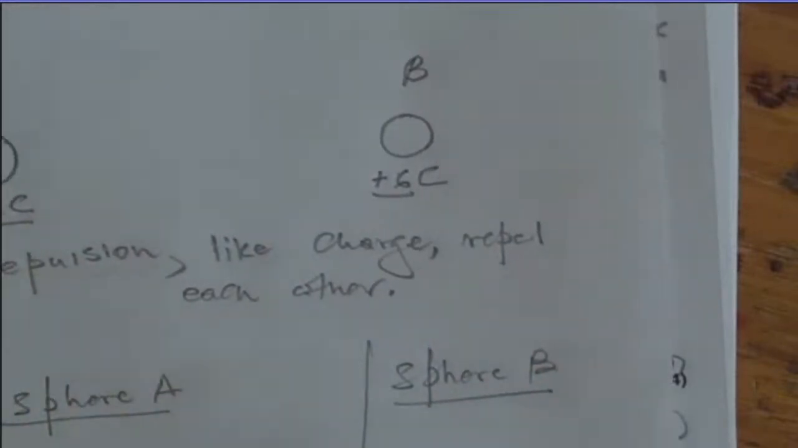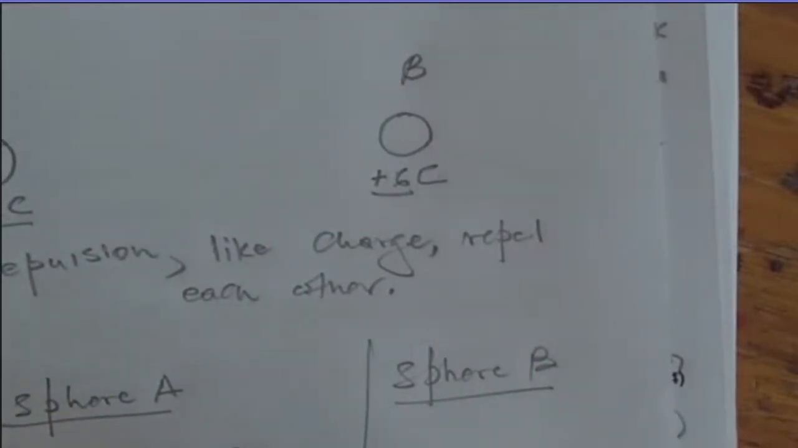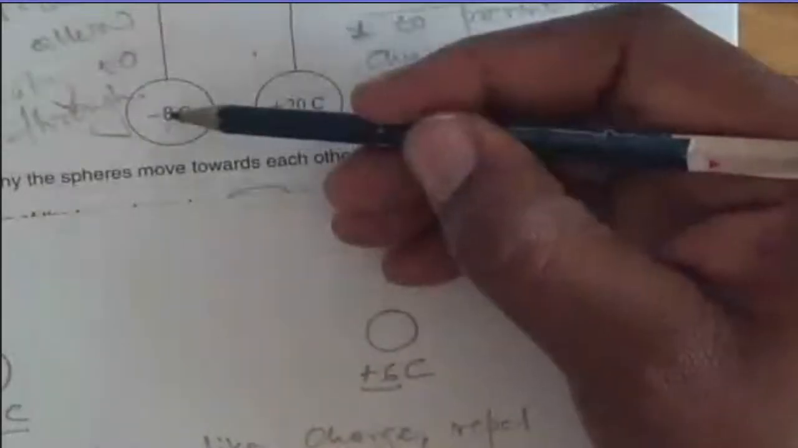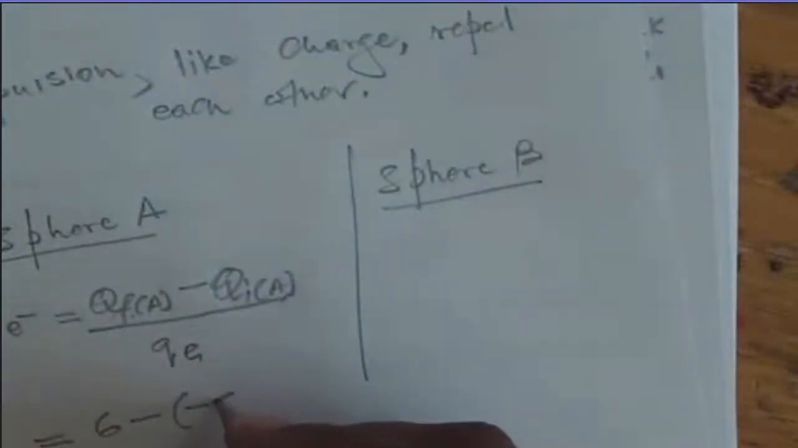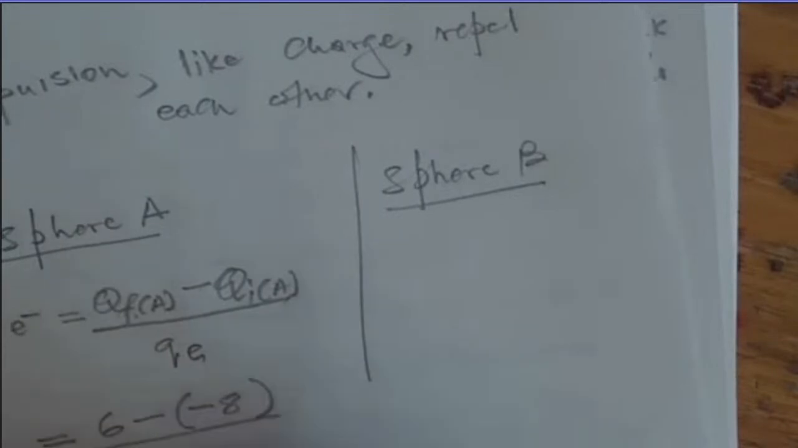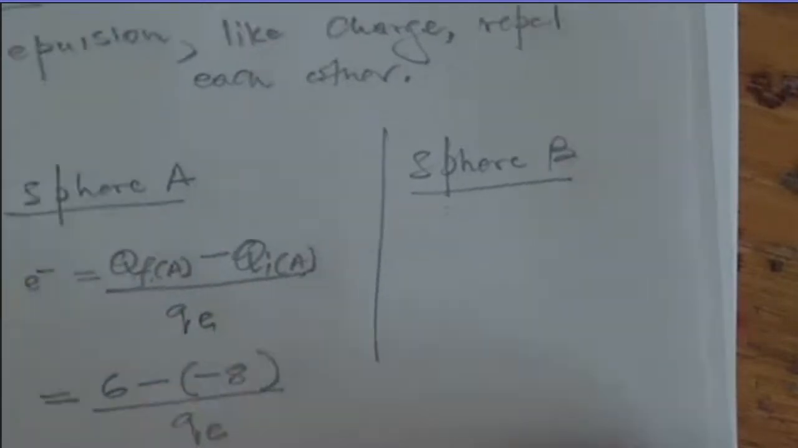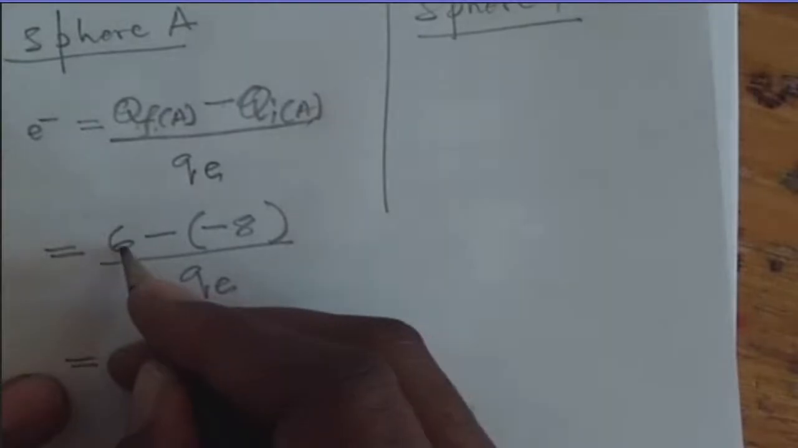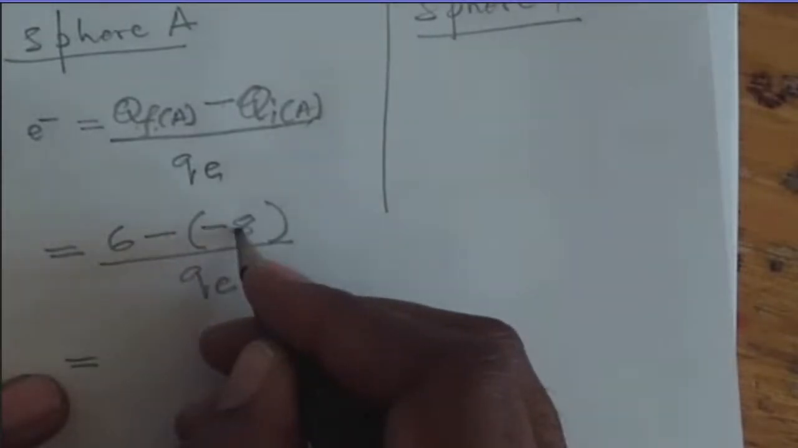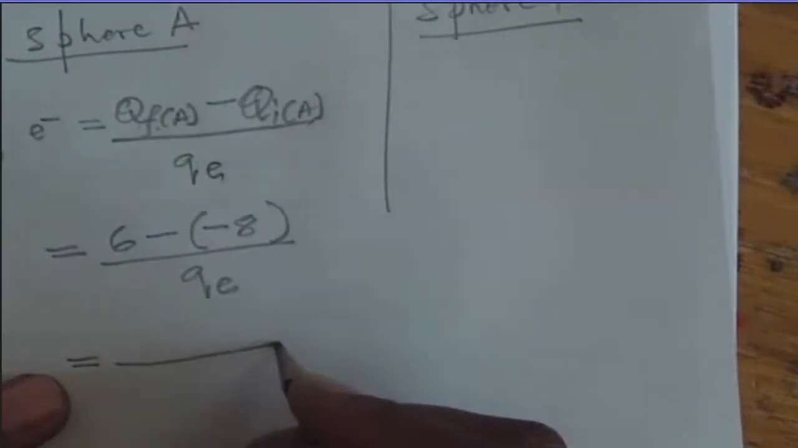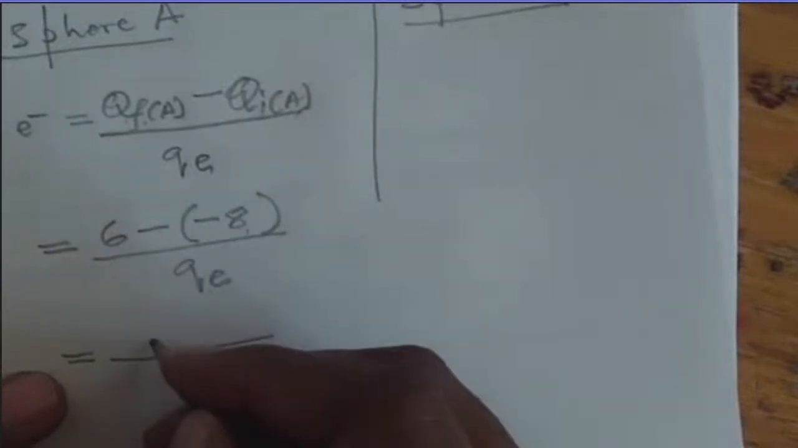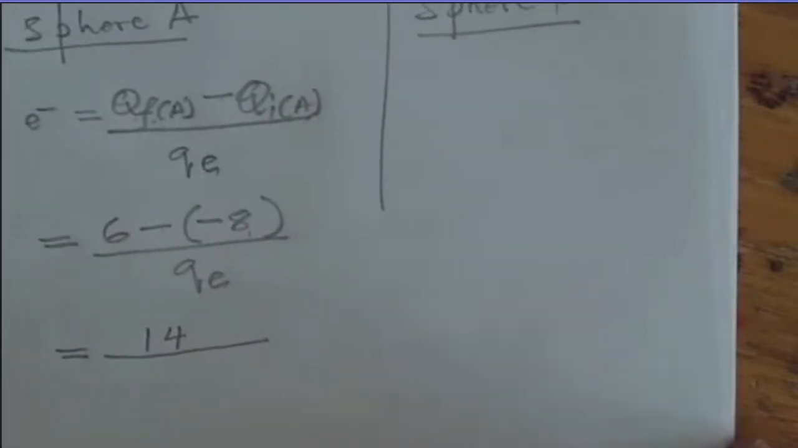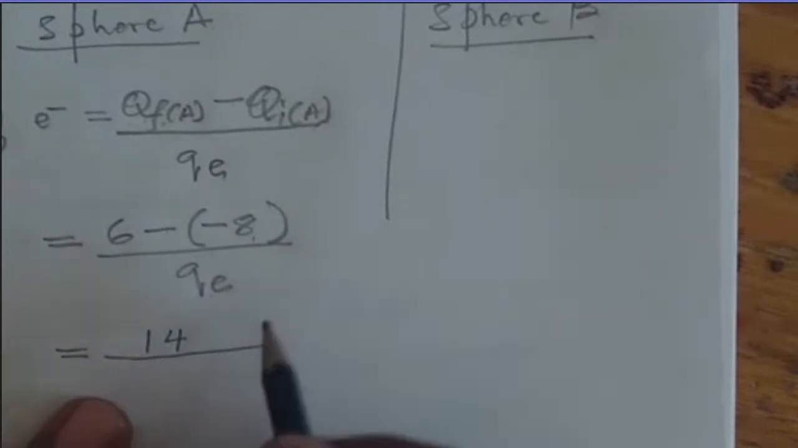I'll do the second option. It will be minus, for A it was -8, so it is -8 divided by the charge of electron. I'm not putting the charge of electron in yet, and I will tell you the reason why. Now this is 6 plus 8. You write 6 plus 8, that will be 14.